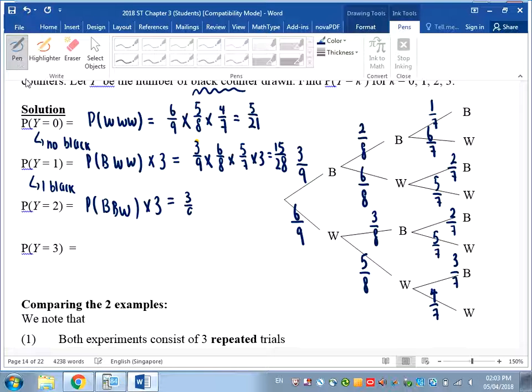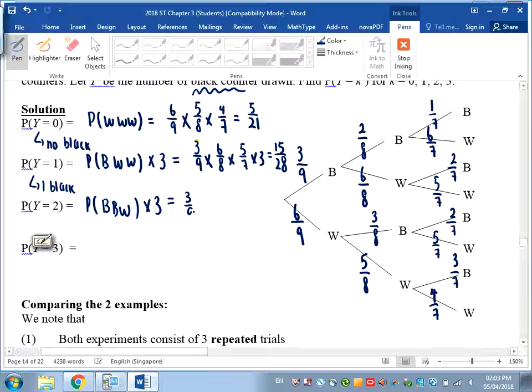Okay, so it's 3 out of 9, times 2 out of 8, times 6 out of 7. And remember to multiply by 3. Okay. And actually the last one, without any calculation, are you able to tell me what's the value?